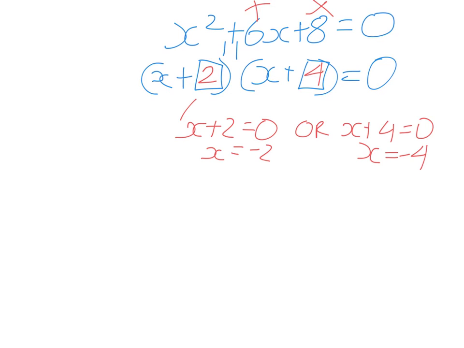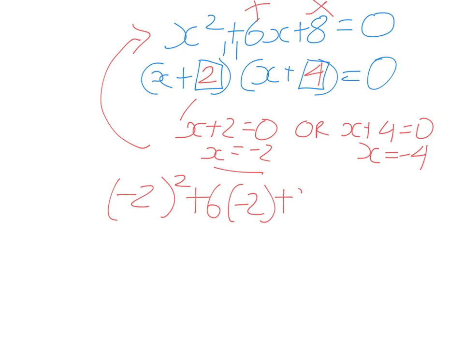Now the thing is that if I substitute x is minus 2 into the original equation, it will make it true, because minus 2 squared plus 6 times minus 2 plus 8, minus 2 squared is positive 4, minus 12 plus 8. 4 minus 12 plus 8 does in fact equal 0. So x is minus 2 makes the statement true, therefore it's a solution. And the same thing would happen if I substitute x is minus 4. So this quadratic equation has two solutions.